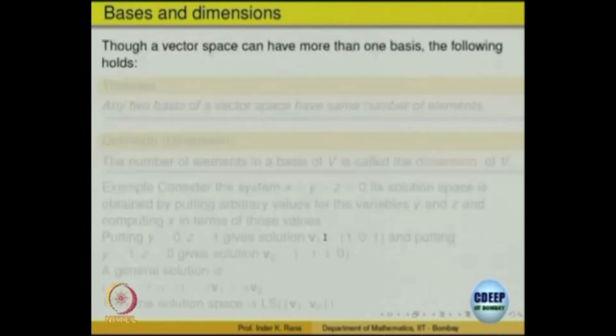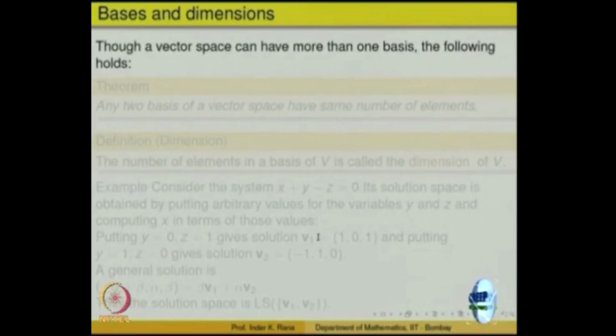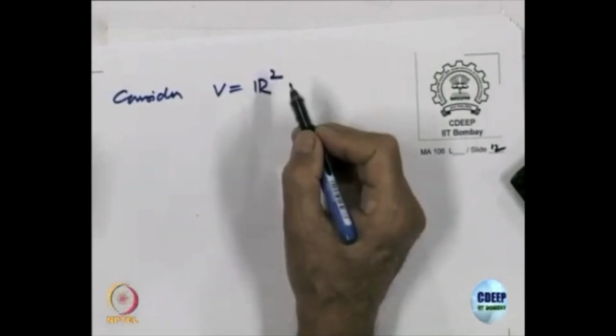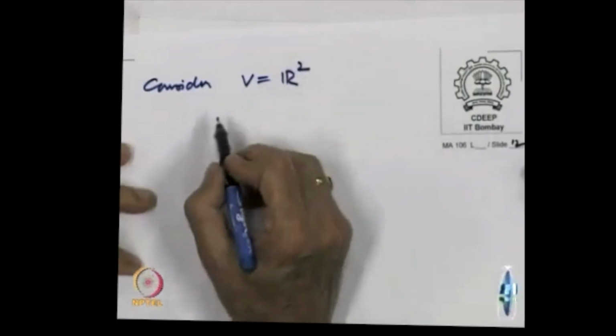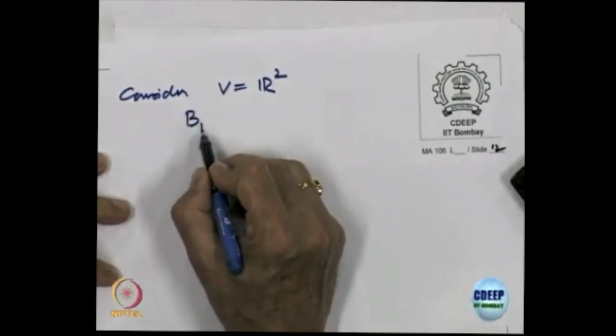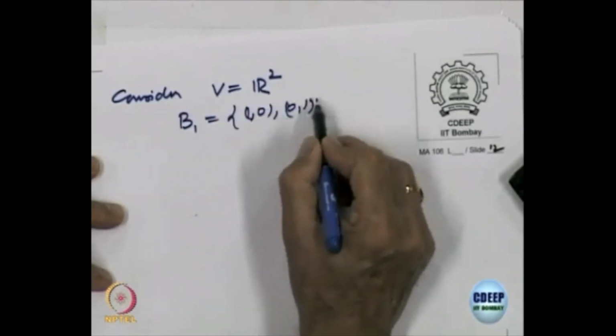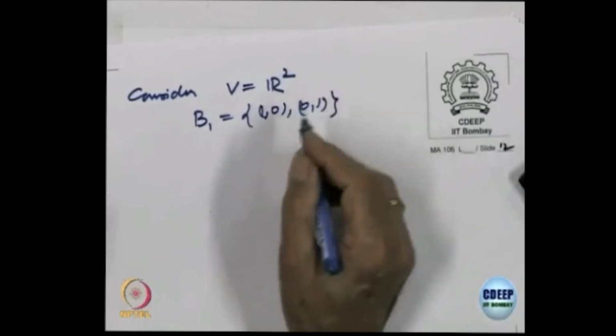So, now we said a vector space can have more than one basis, we saw that. So let us construct one more example. Consider V equal to R2 itself. I think we have done a lot of examples for R2, but it is good. Let V equal R2. Let us look at the set B1, which is (1, 0) and (0, 1), right.